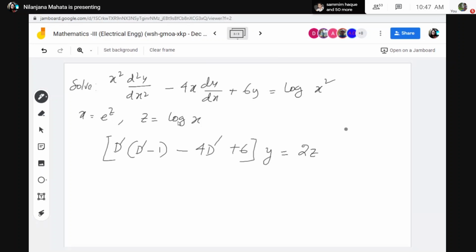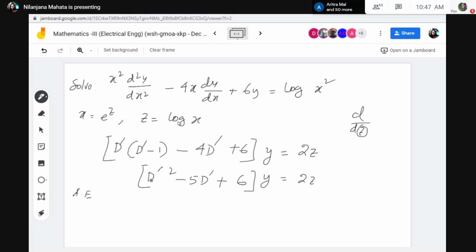Okay, since I am transforming the operation in terms of z, the right hand side is also to be shifted in the form of z. Okay, so you know how to solve this type of equation. So this will be d dash square minus 5d dash plus 6y is 2z.